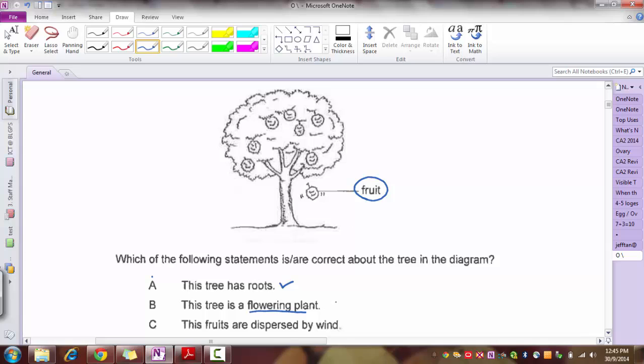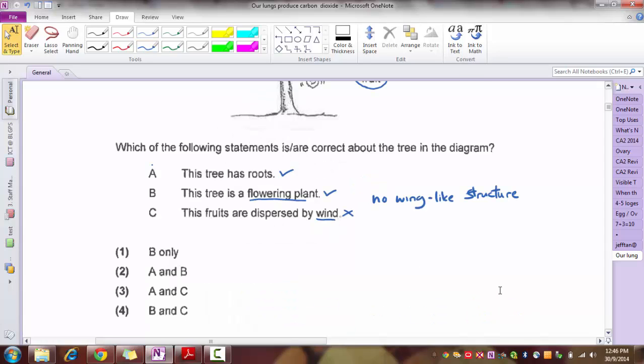Well, basically there are fruits. The fruit comes from flowers. So the fact that this tree has fruits means it's a flowering plant. Is this fruit dispersed by wind? No, definitely not. If you look here, it's much too heavy and it does not have a wing-like structure. You don't need to know what this fruit is. Just know that there's no wing-like structure, so definitely it's not dispersed by wind. So my answer is 2, A and B.